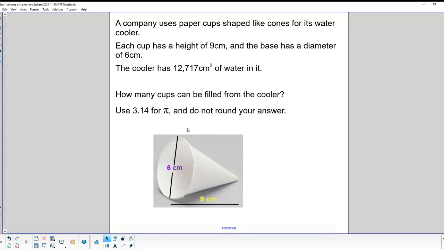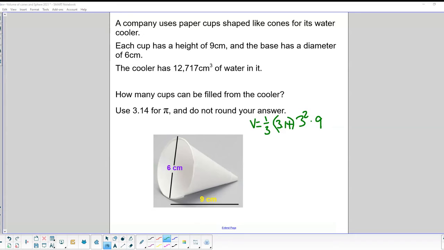So what we're going to do is figure out the volume of a cup and then divide this number by that volume to find out how many actual cups of water we could fill with it. All right, so let's get started. The volume of a cup is 1/3 times 3.14 times, so 1/3 pi times the radius squared, so 3 squared, because we have a diameter of 6, that means we got a radius of 3, and then we'll times that by 9.